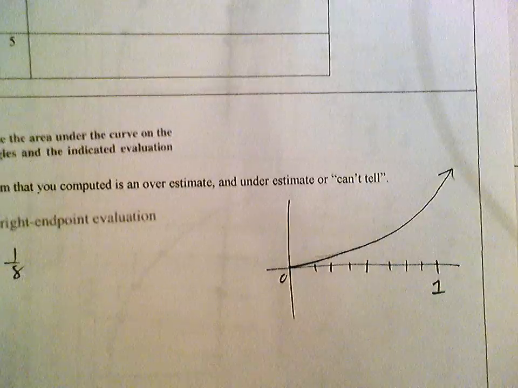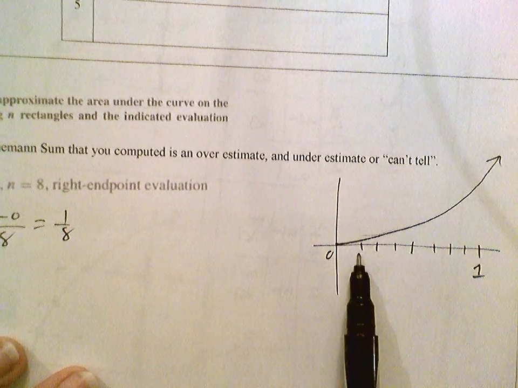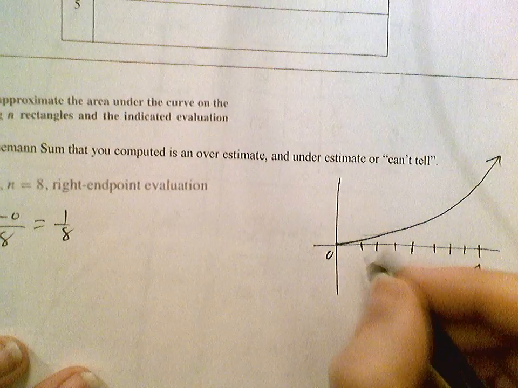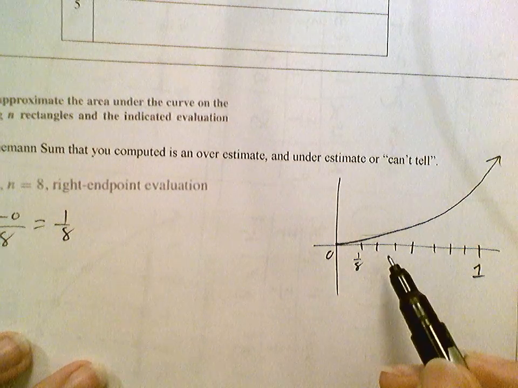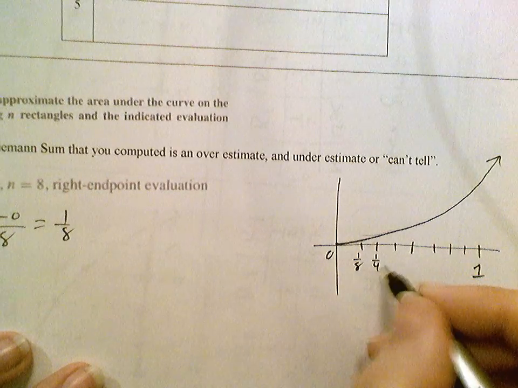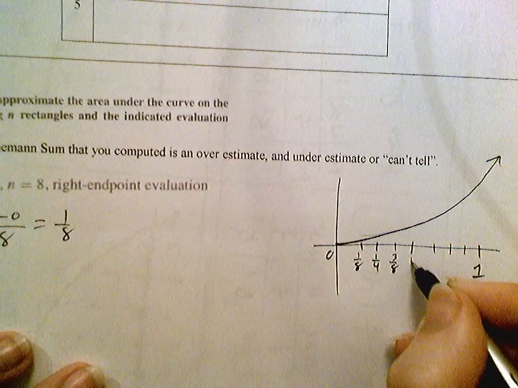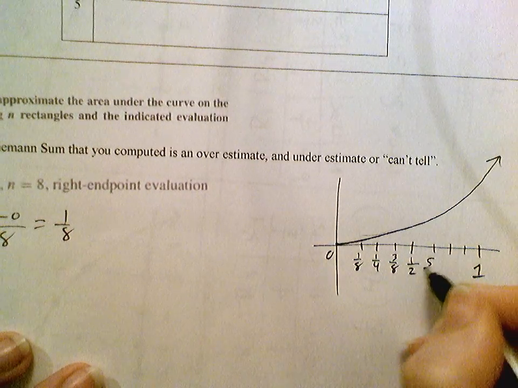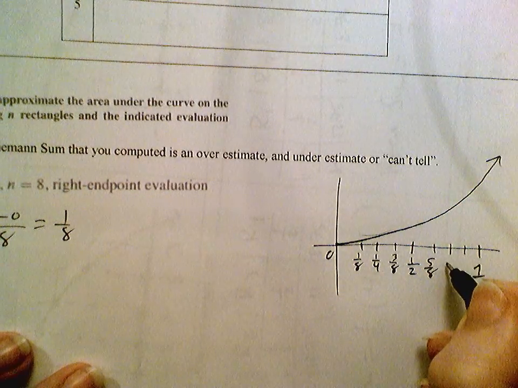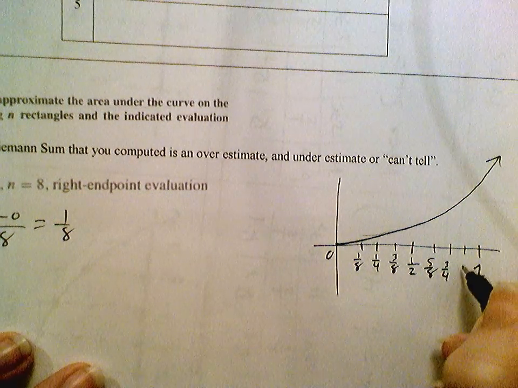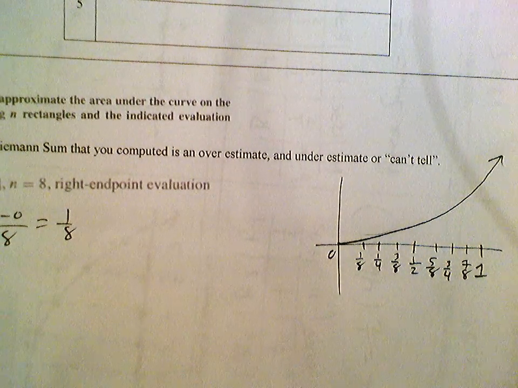Okay, so the length of this segment is 1/8. So from 0, if I want this length to be 1/8, that's got to be 1/8 right there. Okay, and I just keep adding on another 1/8. So that becomes 1/4. This is 3/8. 4/8 is a half. 5/8 won't reduce. 6/8 is 3/4. 7/8. Okay, we are using the right endpoint evaluation.